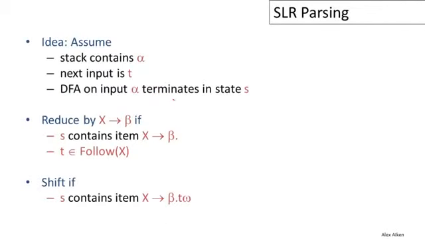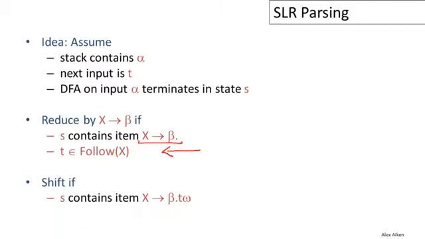The modification to LR0 parsing that gives us SLR parsing is really quite small. We just add one new condition to the reduction case. So before, if we saw x goes to beta dot in the final state of our DFA, recall what that means. That means beta is on the top of the stack and is viable, and so it's fine to reduce.